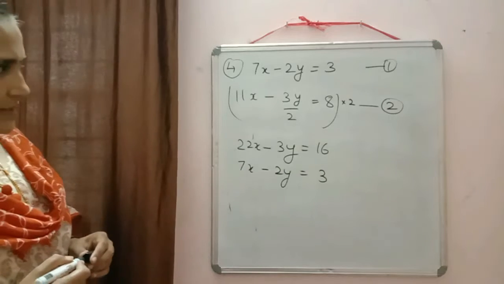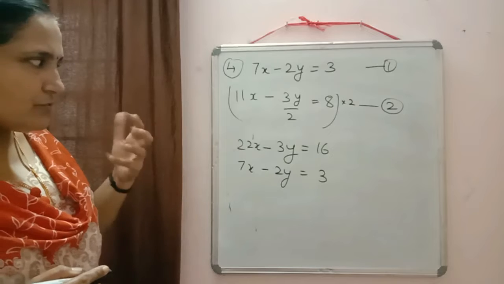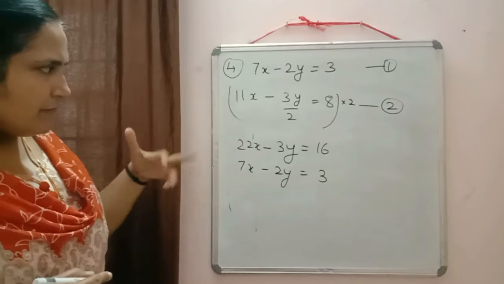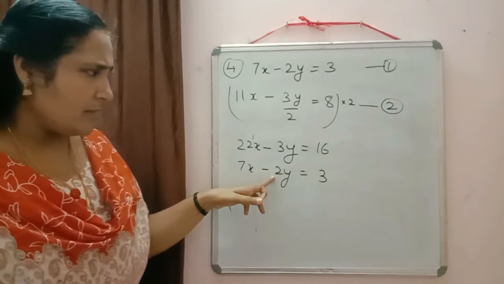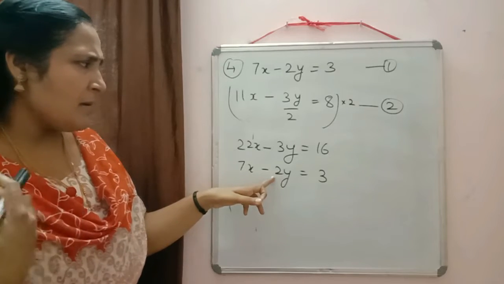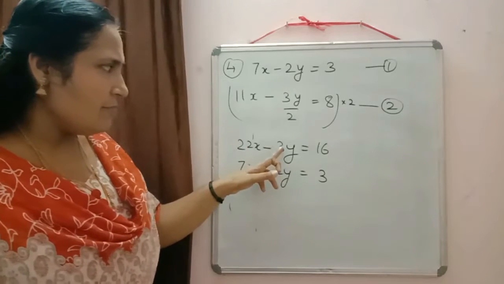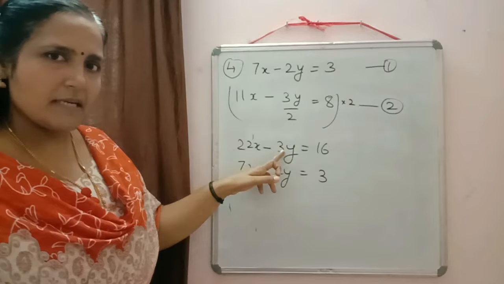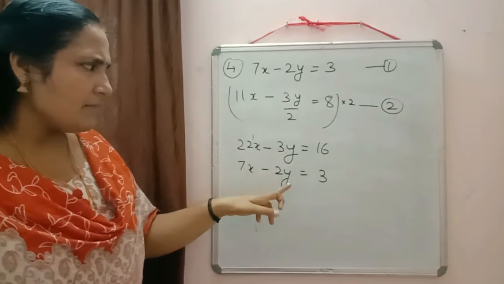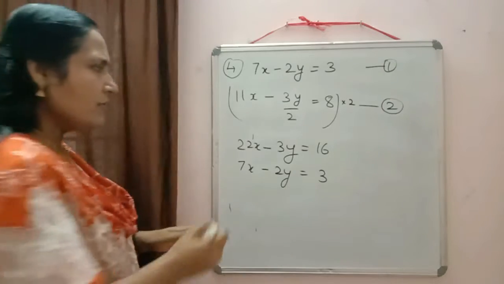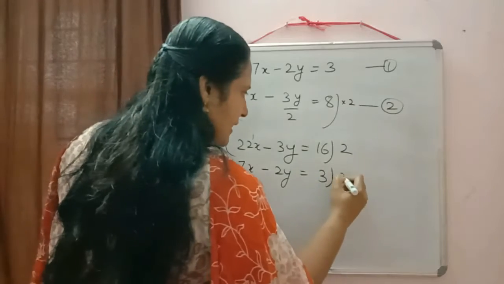Now here, just to check which one we can think about so that our calculation will become easy. Which one should we eliminate? If you have to eliminate the variable x, you have to multiply by 22, and I think most probably we don't remember the multiplication table of 22. To eliminate the variable y, we have to multiply the first equation by 2, minus sign not required, and the second equation by 3. Yes, so we are multiplying the first equation by 2 and the second equation by 3.